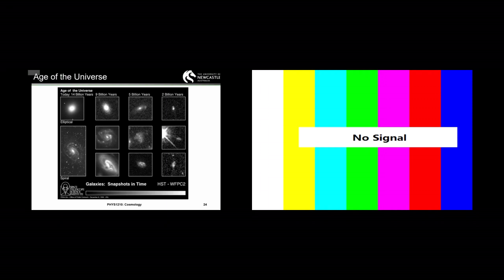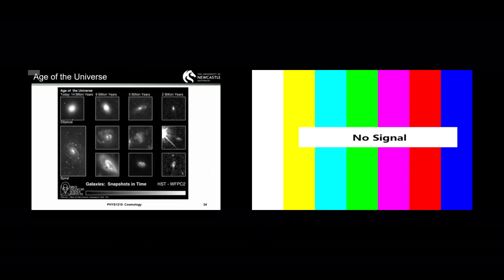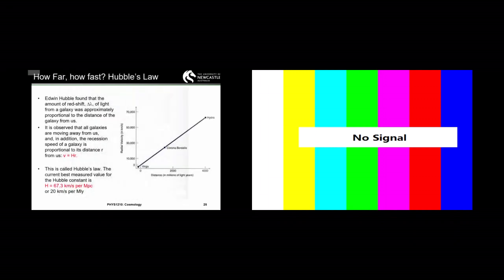So then to figure out the age of the universe, I already mentioned this before, we tend to look at galaxies that are at different distances away from us, and the light from those distant galaxies takes longer to get to us, and so therefore we're looking back in time.